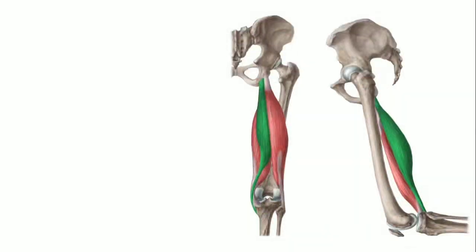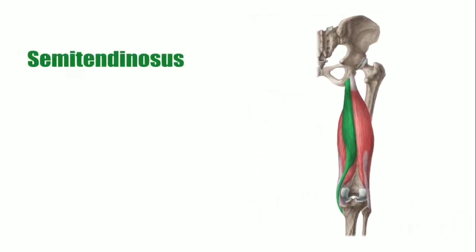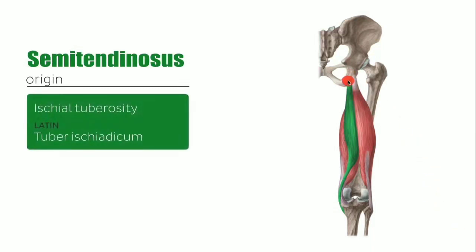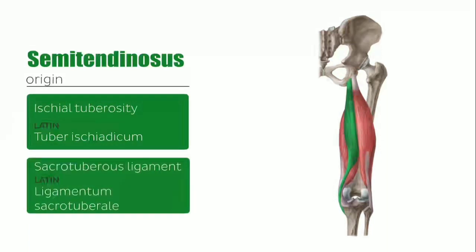Moving on to the last muscle on our list with a similar name, known as the semitendinosus. In terms of origin points, just like the other posterior thigh muscles, the semitendinosus will originate at the ischial tuberosity, as you can also clearly see here on this image. And another thing that you need to remember is that the sacrotuberous ligament is going to serve as an origin point for the semitendinosus as well.